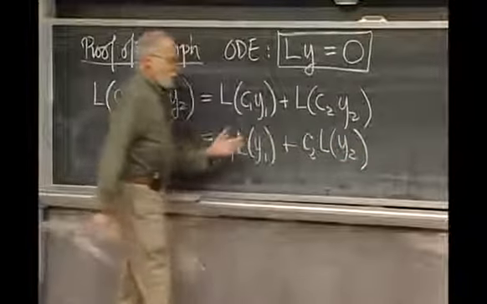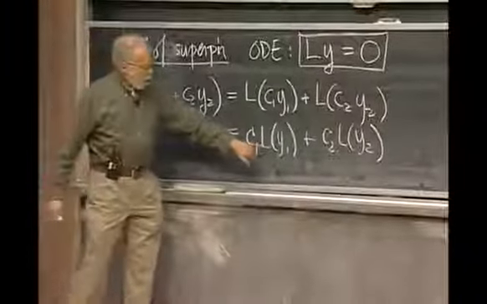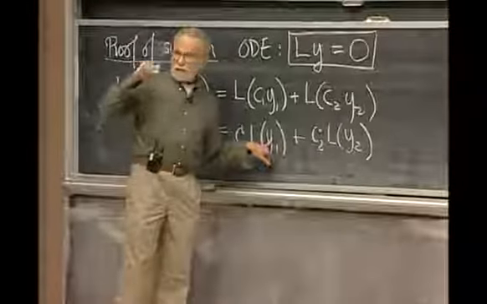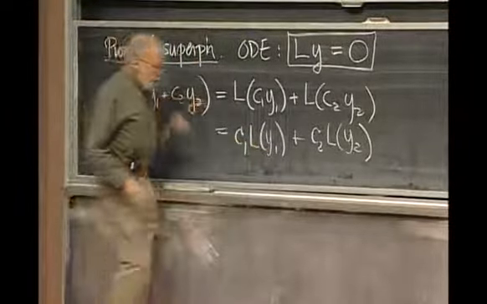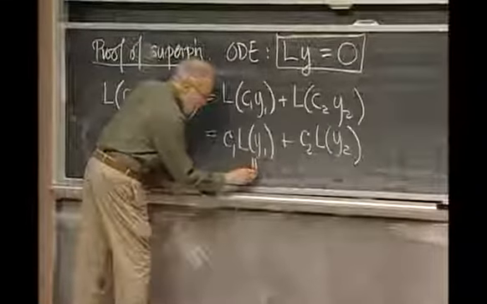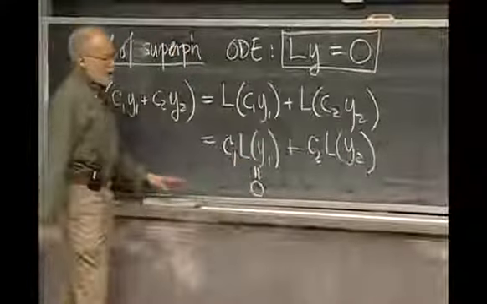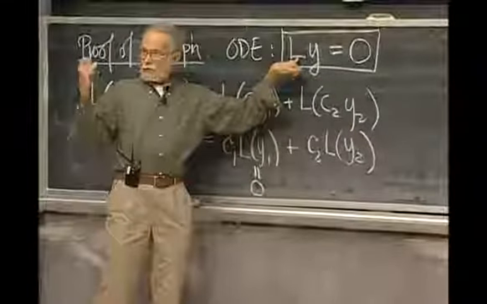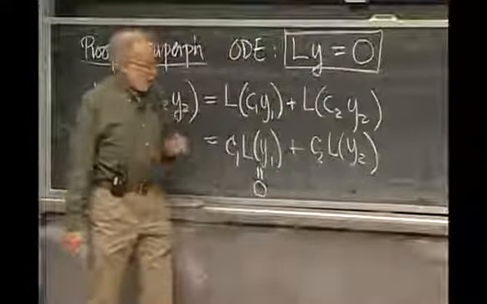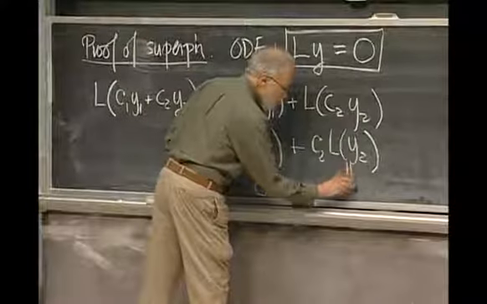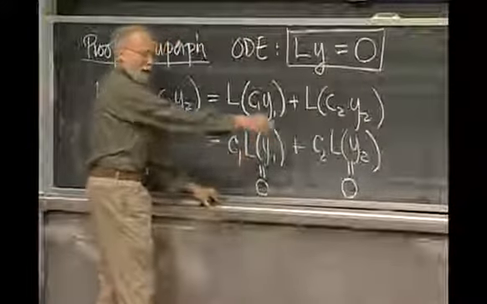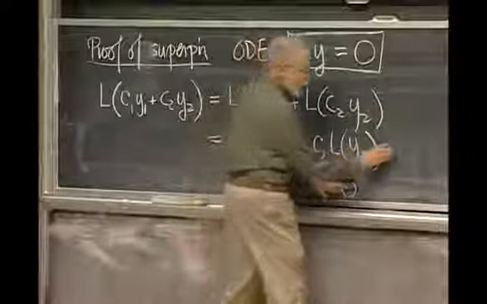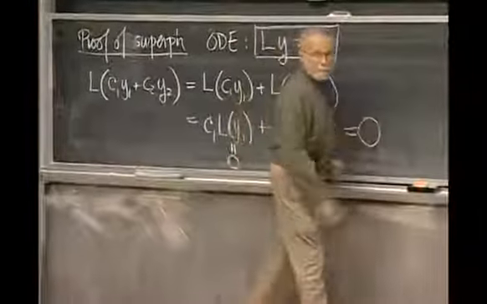Now I'm trying to prove that this is 0. Well, what is L of Y1? At this point, I use the fact that Y1 is a solution. Because it's a solution, this is 0. That's what it means to solve that differential equation. It means when you apply the linear operator L to the function, you get 0. In the same way, Y2 is a solution, so that's 0, and the sum, C1 times 0 plus C2 times 0, is 0. That's the argument.